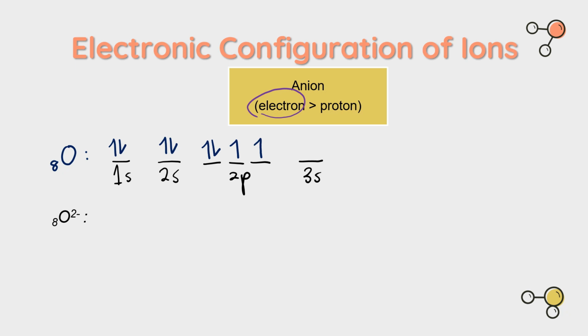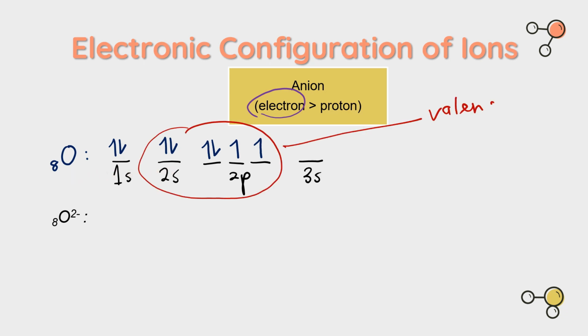Now, in order to form oxygen 2-, the 2- means that this neutral atom has to accept 2 electrons. Oxygen has to accept extra 2 electrons. So again, in order to accept electrons into the orbital of oxygen, this process will occur at the valence shell. So where is the valence shell of the oxygen? So now we can write the new electron configuration of this ion O2-.